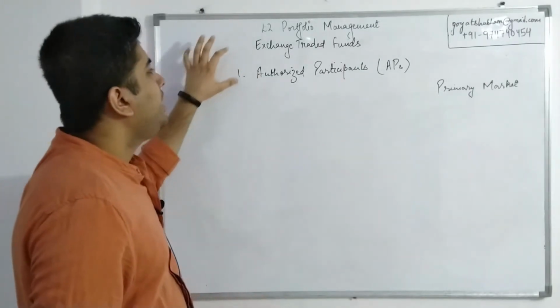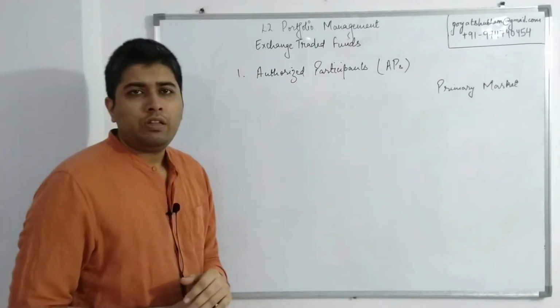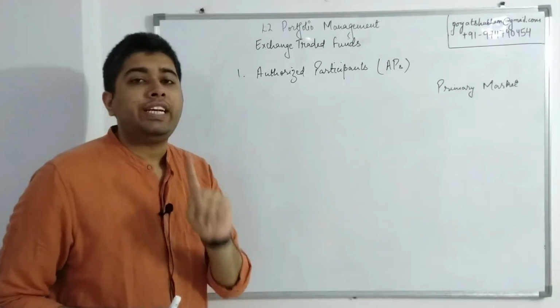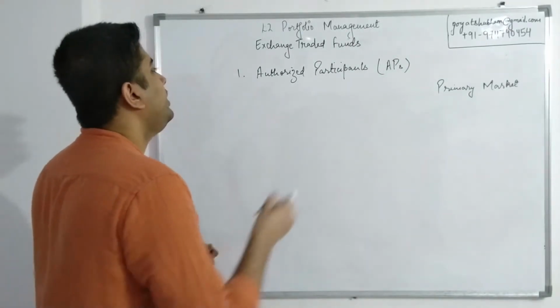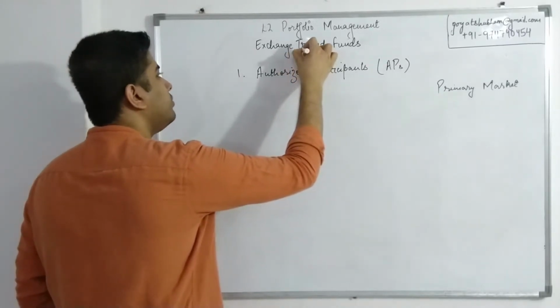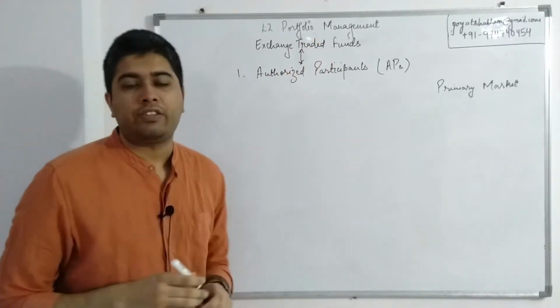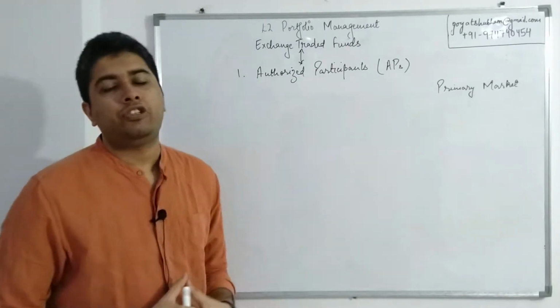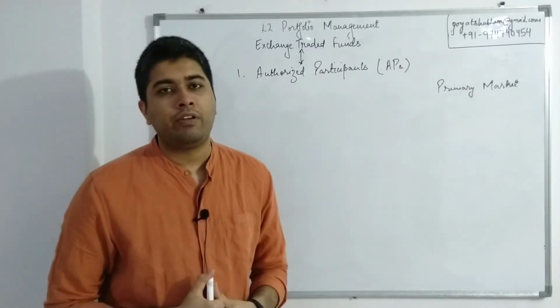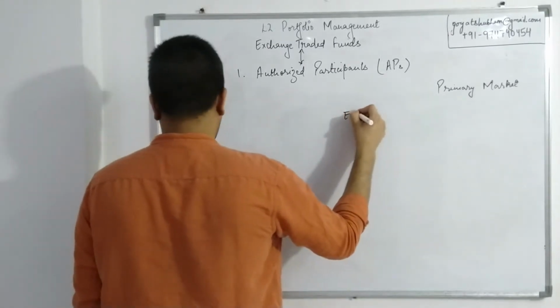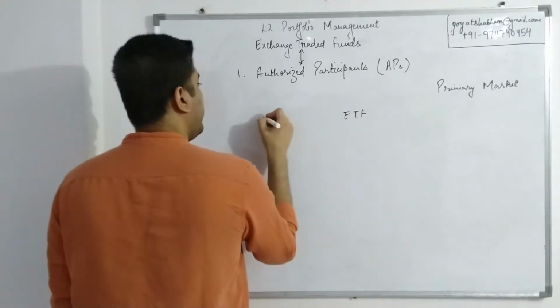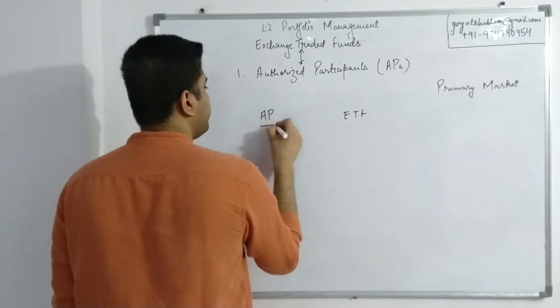Same thing happens with ETF and AP. The first time the shares of ETFs are created, the transaction is between ETF and AP. So this is the first transaction that creates the shares of ETF. What happens is I have ETF, and I have AP.